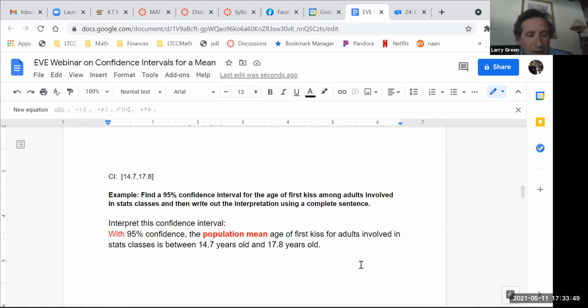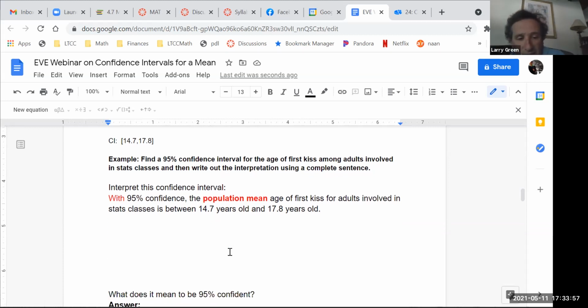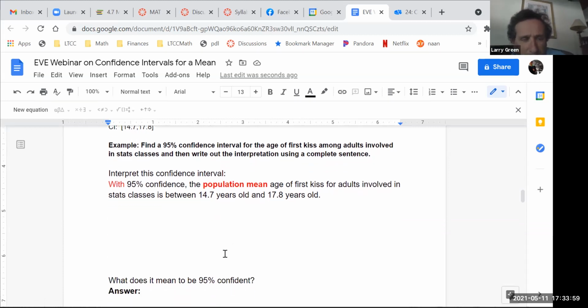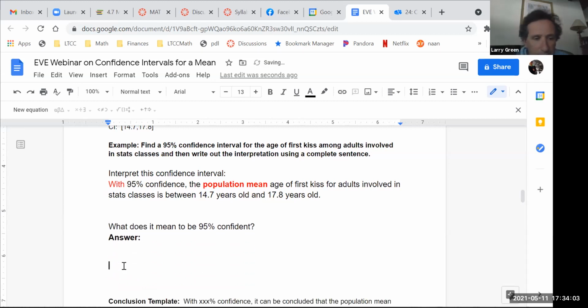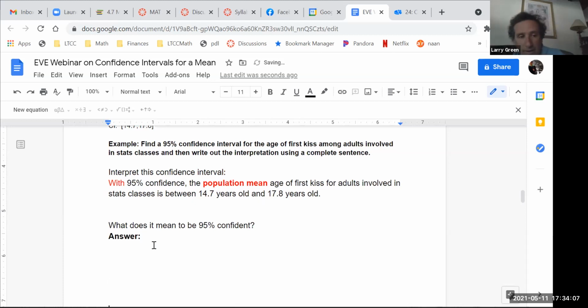Any questions at all on the interpretation of the confidence interval? Okay, so now what does it mean to be 95% confident?